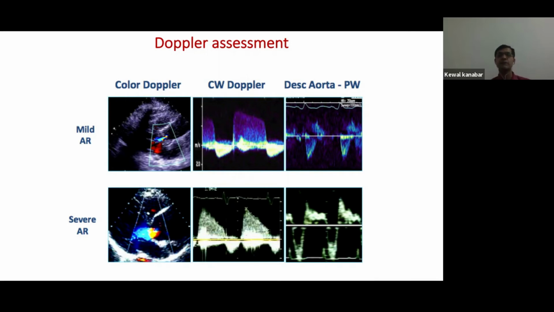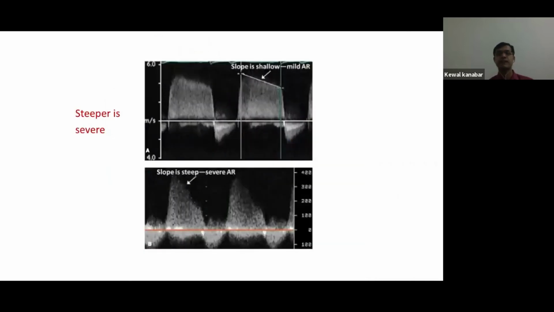Also, if you see on the continuous wave Doppler that there is a steep pressure decline between the aorta and the left ventricle, that is suggestive of severe aortic regurgitation. So, as we see over here in the figure above, the slope is shallow, whereas in the picture below, the slope is extremely steep. This steep slope indicates rapid equilibration of the pressure between the left ventricle and the aorta and indicates severe aortic regurgitation.